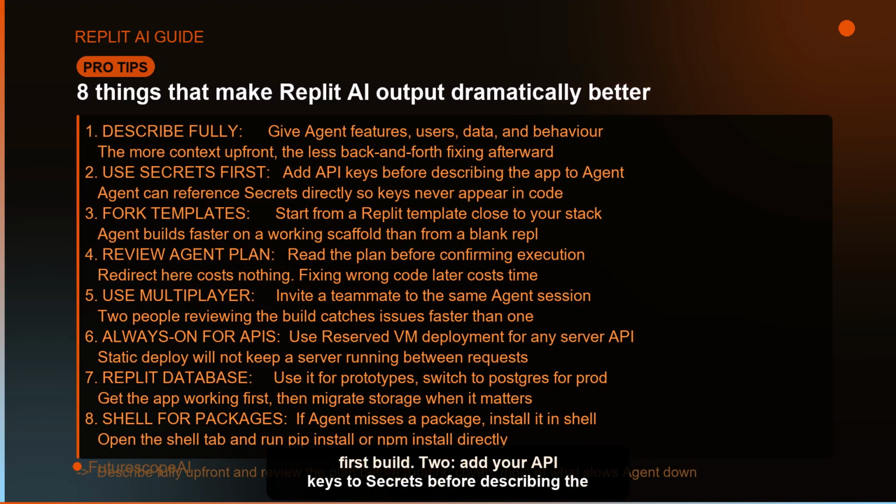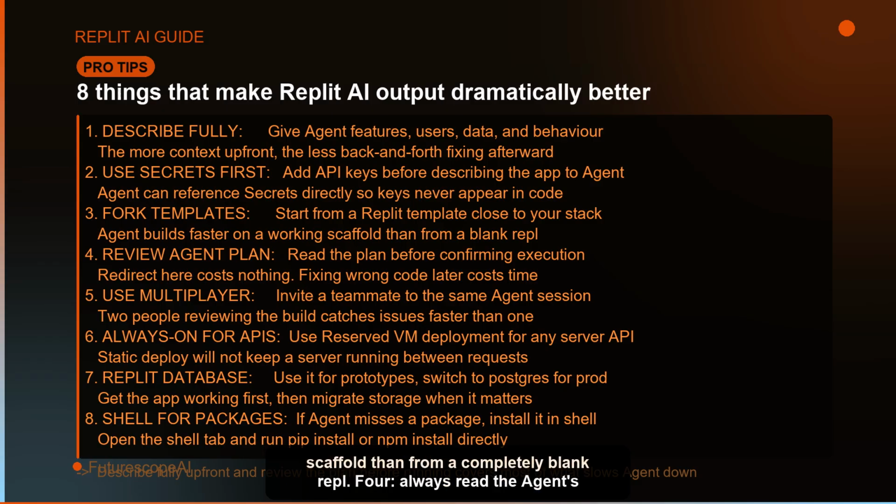2. Add your API keys to secrets before describing the app to Agent. Agent can reference secrets by name so credentials never appear directly in code. 3. Fork a Replit template that is close to your stack before starting Agent. Agent builds faster on a working scaffold than from a completely blank Repl.